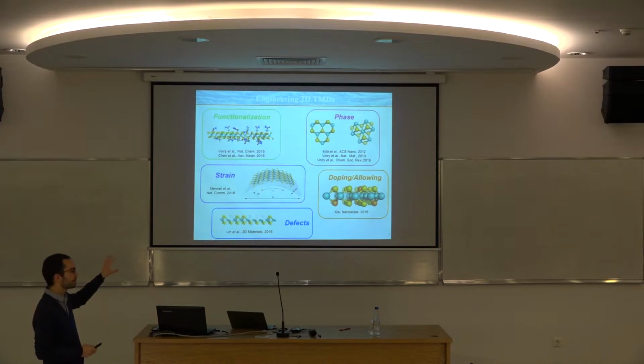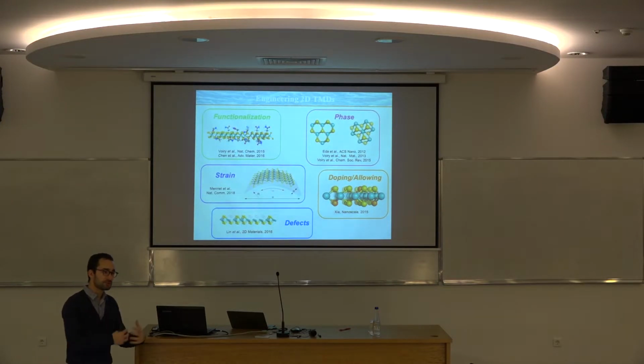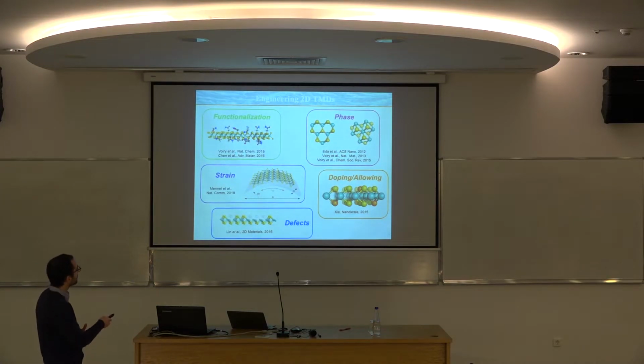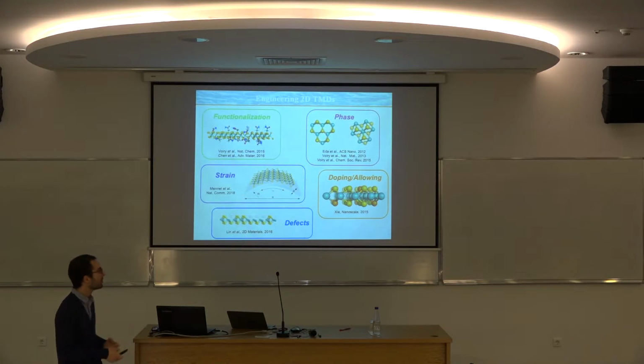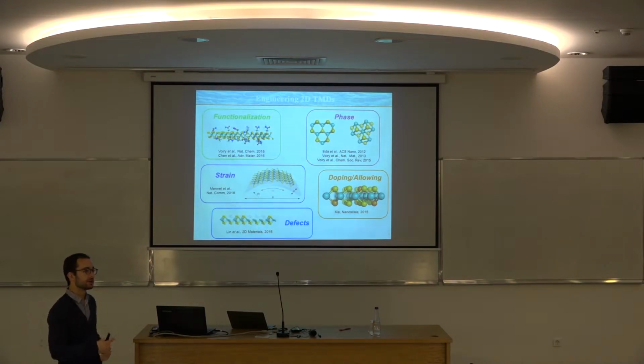So here I summarize on this slide the different strategies that are currently being pursued, being investigated by the community. And today I will show you 3 examples that we are currently pursuing in my group: phase engineering, functionalization engineering, and defects engineering. And I will show you the methods that we propose, and what we can do with this engineered material.